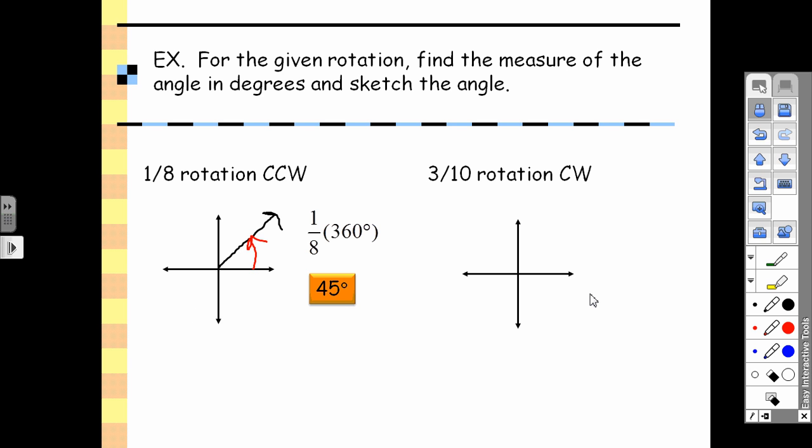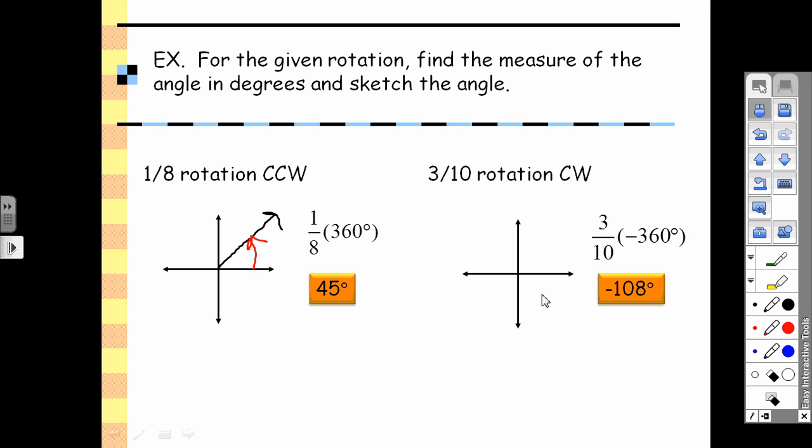Let's try this one. 3/10 of a rotation in the clockwise direction. So clockwise is negative. So I'm going to do 3/10 of a negative 360 degrees. And when I work that out, I get a negative 108 degrees. To sketch this angle, now we have to really think about this because it's a negative angle. We're moving in the clockwise direction. So we start right here at our positive x-axis.